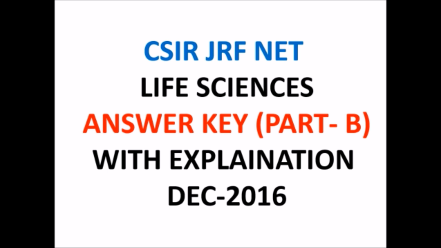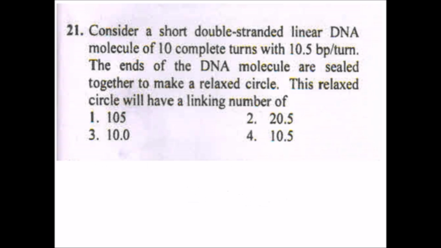So without wasting time, I'm proceeding with my first question: consider a short double-stranded linear DNA molecule of 10 complete turns with 10.5 base pairs per turn. The ends of the DNA molecule are sealed together to make a relaxed circle. This relaxed circle will have a linking number of, and we have to choose what the linking number would be.